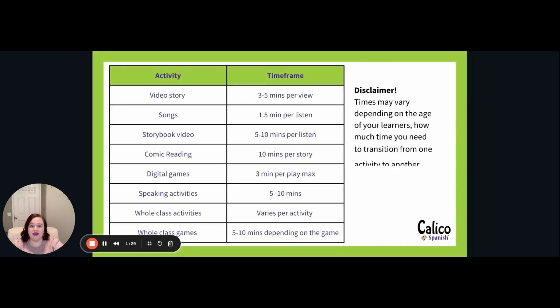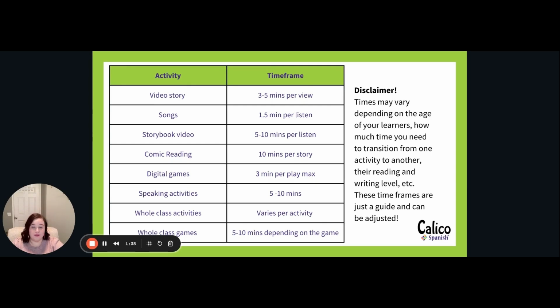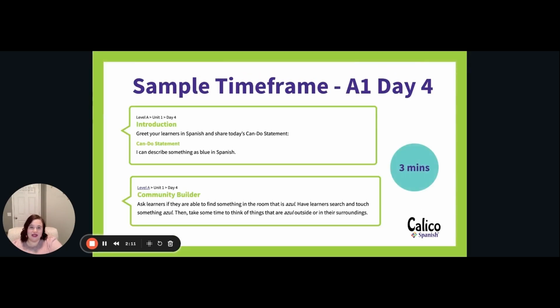So here we have put together a table of our core lesson components and estimated time frame of how long those activities can take you. Remember, we can't anticipate when learners are going to raise their hand and ask a question, when someone really needs you to tell a story about their weekend, when they need help with an activity sheet, or how long it might take you to explain and model instructions. So Calico Spanish curriculum can be used at any level of elementary Spanish. So learners who are in pre-K to first grade might require more time than a 3rd and 4th grader completing that same activity. So let's take a look at the lesson plan together.